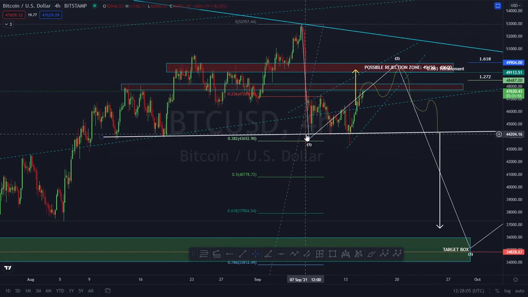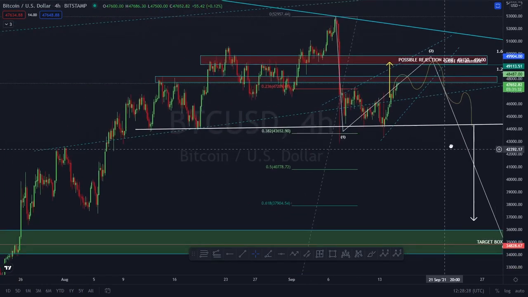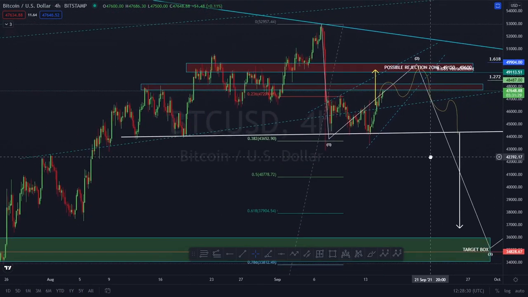So I see this as just a one-wave move to the downside, or an A, then we're going for a B, then we're coming down for a C. It is better that this is an A, then we're going for a B, then coming down for a C. If this is actually a 1 and we're going for a 2, then we have 3 more waves to the downside. Okay, so now let's look at price targets.